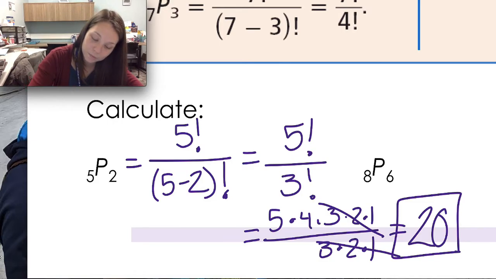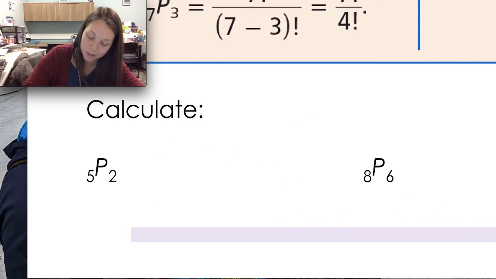So pretty neat. All right, I want you to work on 8 permutation 6 and 7 permutation 4. So pause the video and press play when you're ready to see the results.